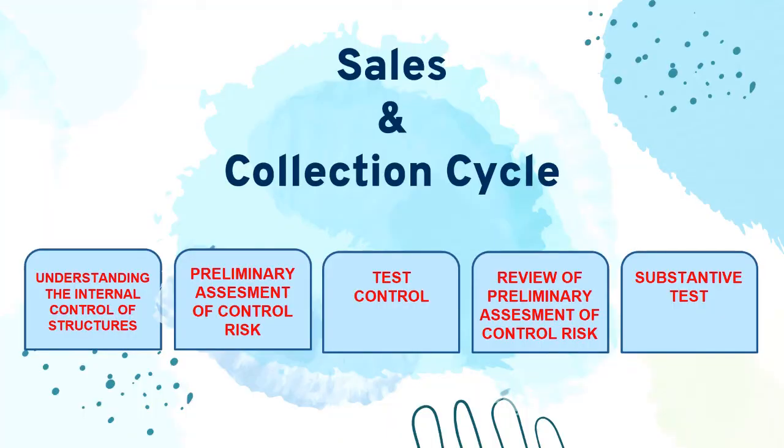So, in sales and collection cycle, there will be 5 steps or ways to understand about the sales and collection cycle, which are understanding the internal control structure, preliminary assessment of control risks, test control, review of preliminary assessment of control risks, and the last one is substantive tests.